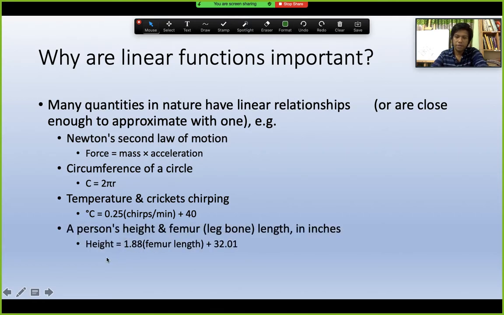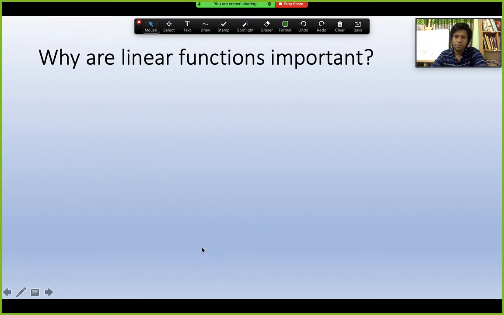Average height of human bone, some related to femur, so this is a bone from our leg. Then height equals this times this, plus this average height. So basically we can predict: if you know the length of that bone, then you can actually find out the height of that person without measuring the whole body. Okay, so this also helps.